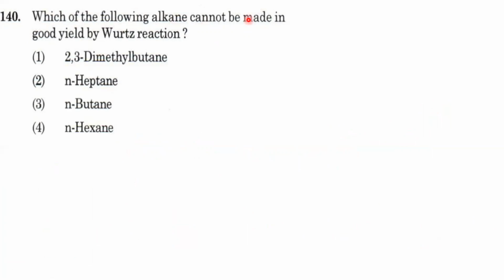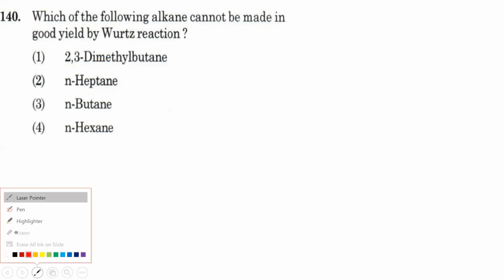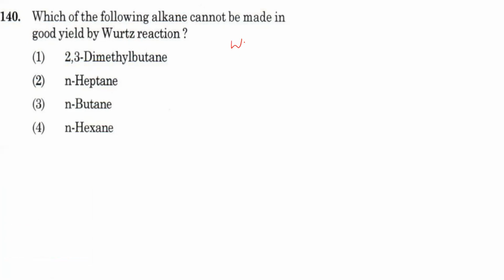Let us go to the next question. Which of the following alkanes cannot be made in good yield by Wurtz reaction? Okay, by Wurtz reaction, which we cannot get. Sir, Wurtz reaction in the sense, by Wurtz reaction, what we will get, we will see. Wurtz reaction means, for example, we will take an alkyl halide. In the alkyl halide, this R you have to double. This is the product, we can say. Now, the first option we will take, 2,3-dimethylbutane. We will take 2,3-dimethylbutane.